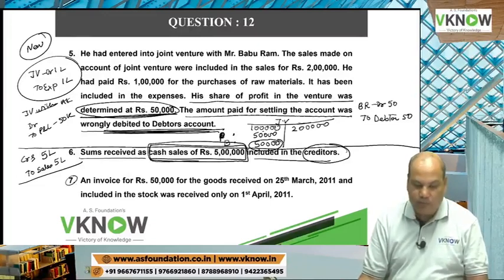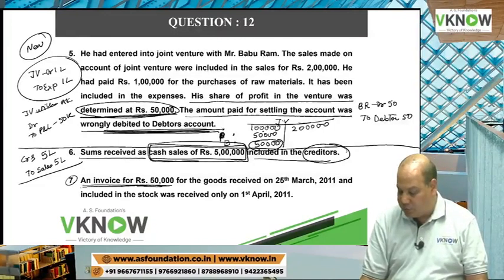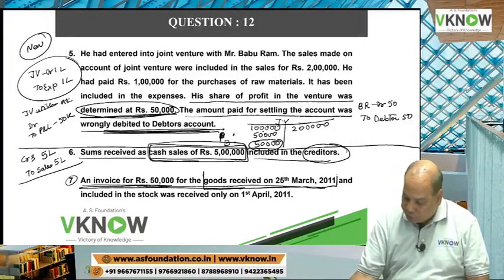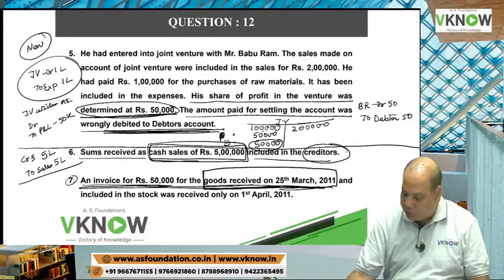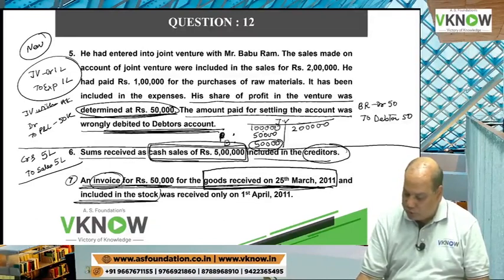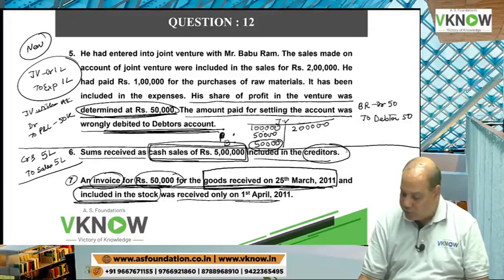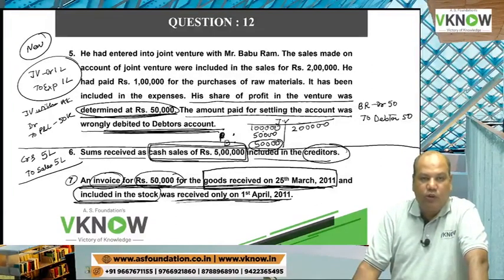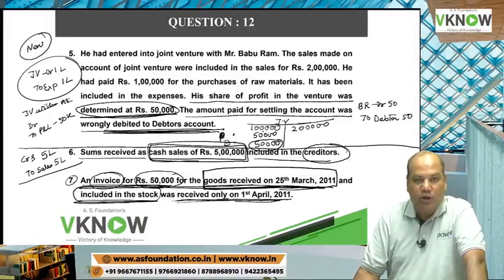Next, point number 7. An invoice of rupees 50,000 for goods received on 25th March. Goods were received on 25th March and included in the stock, but the invoice of 50,000 was received only on 1st April 2011. Goods came first, invoice came later.